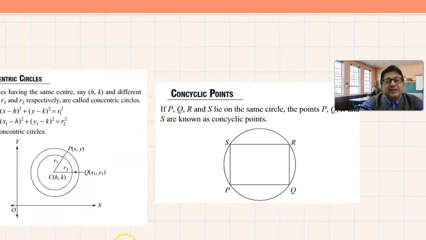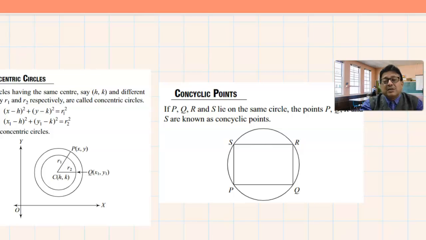Concentric circles means two or more circles that have the same center. You can see that there is one circle whose radius is R1, and another circle whose radius is R2. This one might have a radius of 3 units, and this one might have a radius of 7 units. They are concentric circles because they have the same center.